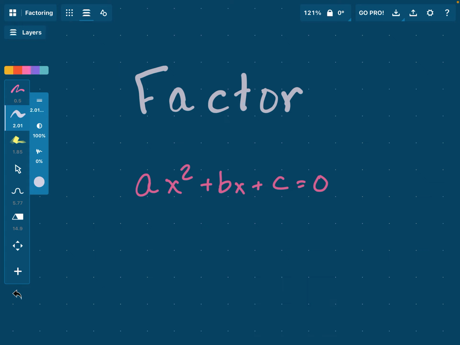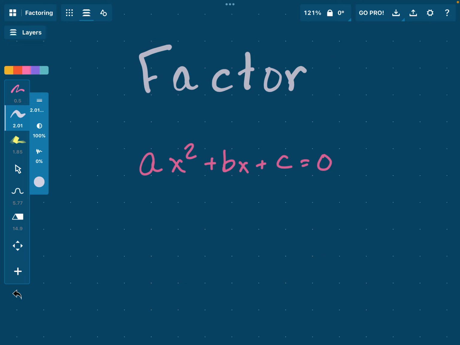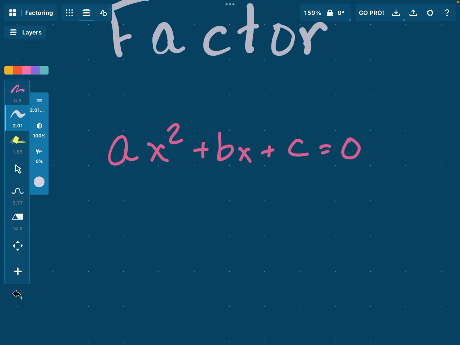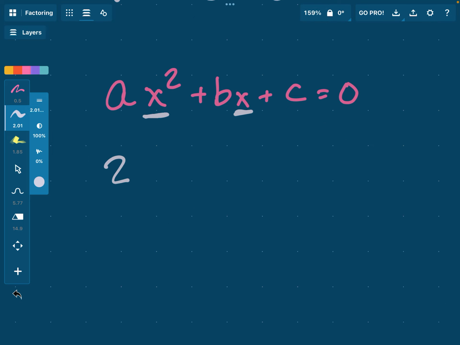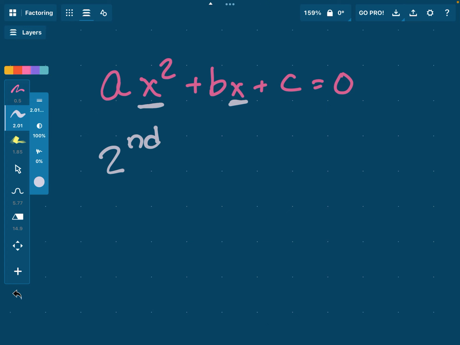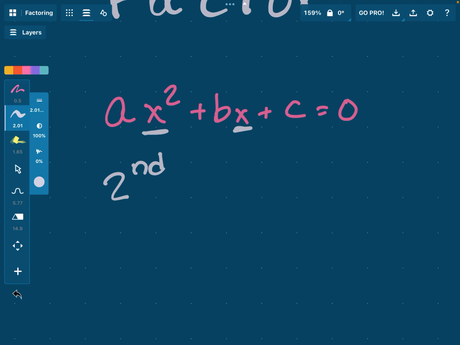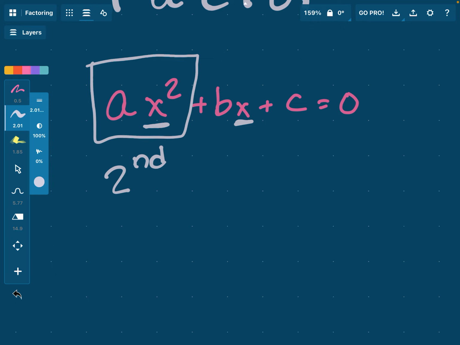c. So the degree of a polynomial is based on these exponents of the variables of x. So here we see the exponent for ax squared is 2. So that means we have a second degree variable right here. And we classify polynomials based on the degree of the leading term. So here ax squared is the highest degree term, which means it's the leading term.